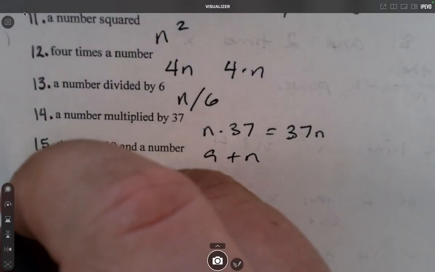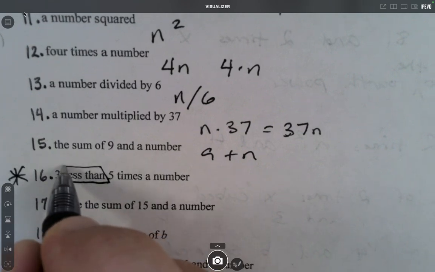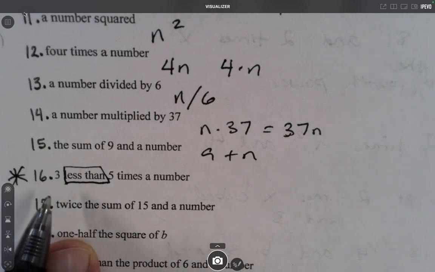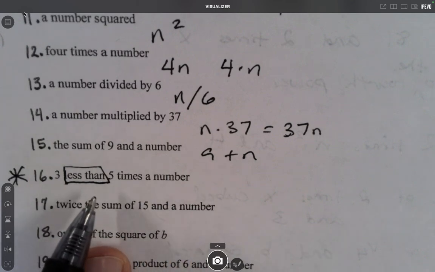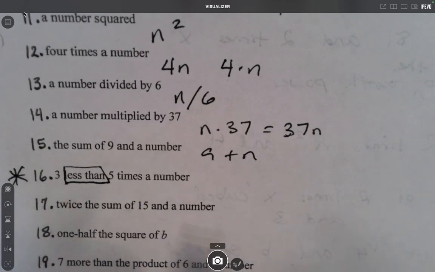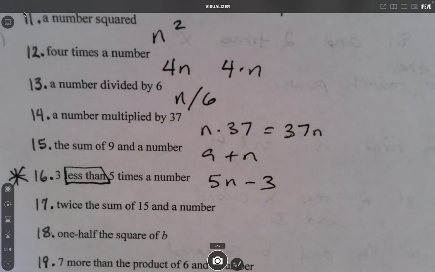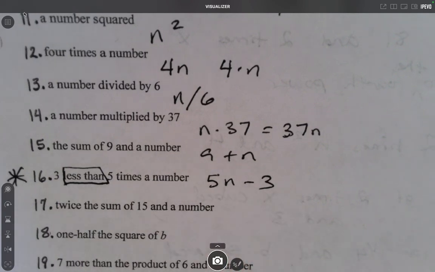Now, here is the big exception you must remember. This phrase right here, less than. This is the big exception you've got to remember, where you do things in the opposite order that they are in the verbal expression. So normally we think, okay, 3 less than minus 5n. But that's not correct. If you want to be 3 less than 5n, you have to be 5n minus 3. Because that's 3 less than, or 3 below 5n.